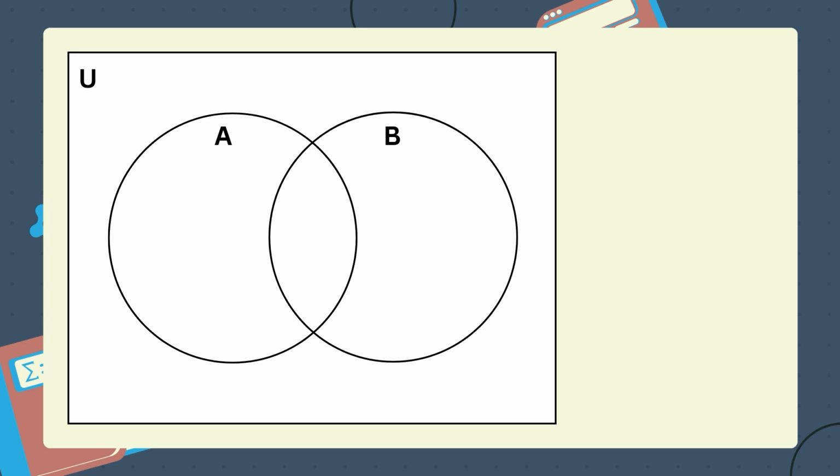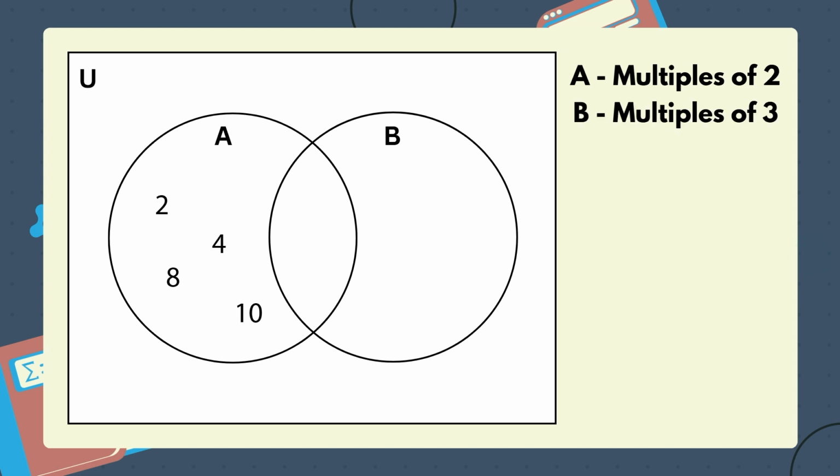Here's our bland Venn diagram again. This time, let's give our diagram more meaning. Let's let A represent multiples of 2, so numbers like 2, 4, 8, and 10. Let's let B represent multiples of 3, so numbers like 3, 9, 15, and 21.